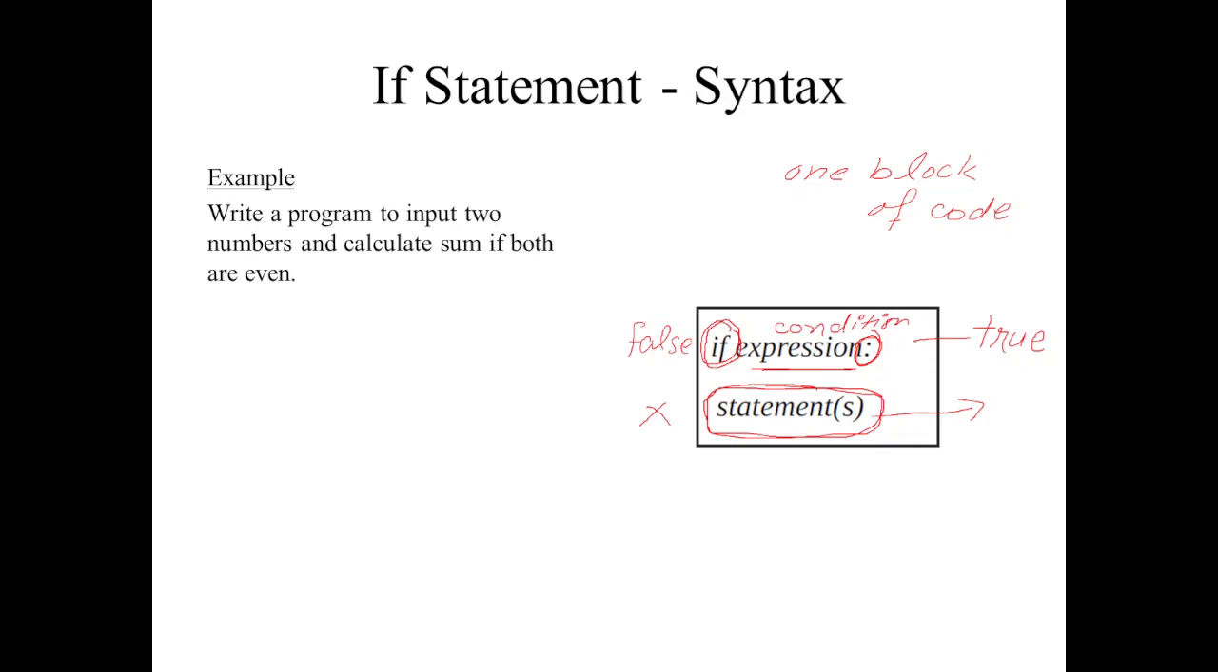Okay, let us look into this program. This is an example from which we can get clear about the if statement. Write a program to input two numbers and calculate the sum if both are even. So we will write a program and check a condition, based on whether the numbers are even or not. If the numbers are even, then we will calculate the sum in the next block of code. But if the condition becomes false, then we will not calculate the sum.